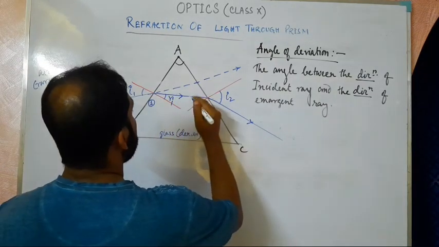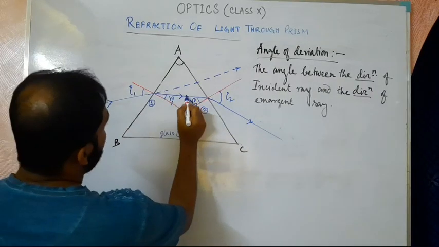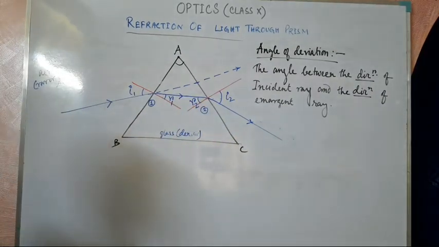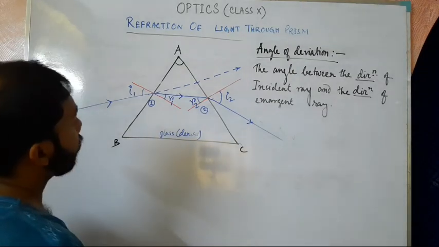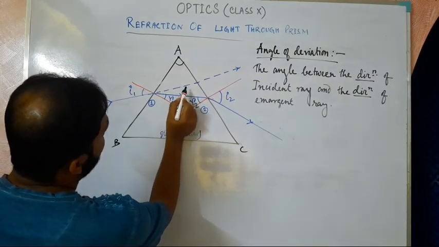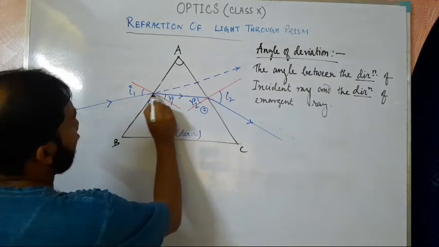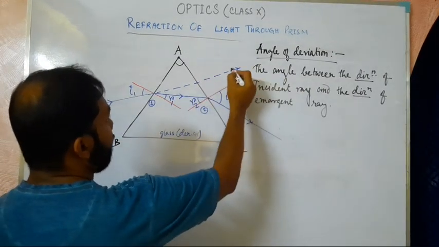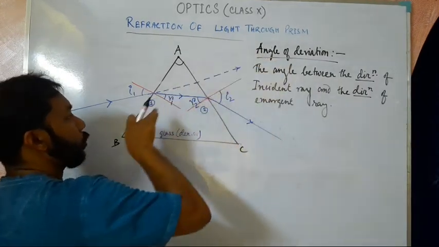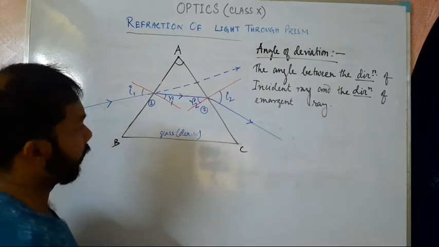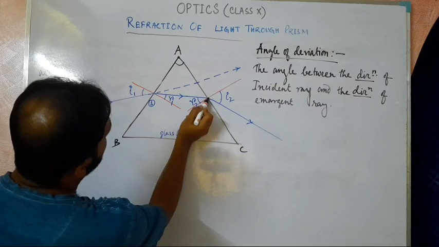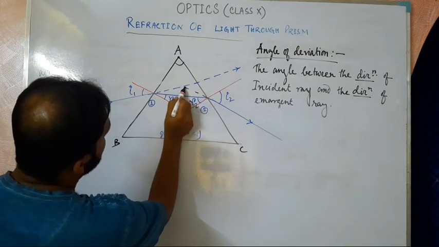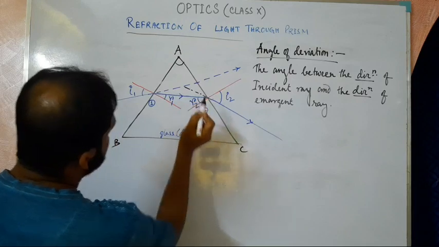And you know the names of the rays now. Now what we have to draw is the direction of the light. So this is the direction of the incident light. The incident light will go in this direction, or should go in this direction, when the prism was absent, and this is the direction of the emergent light. So we need to produce it in the backward direction. You have to find the angle between these two directions.